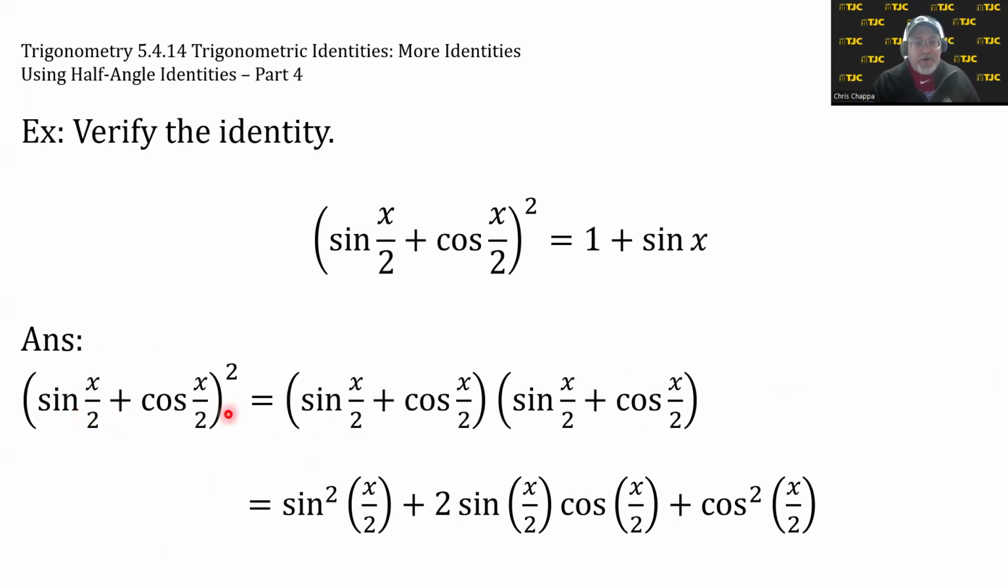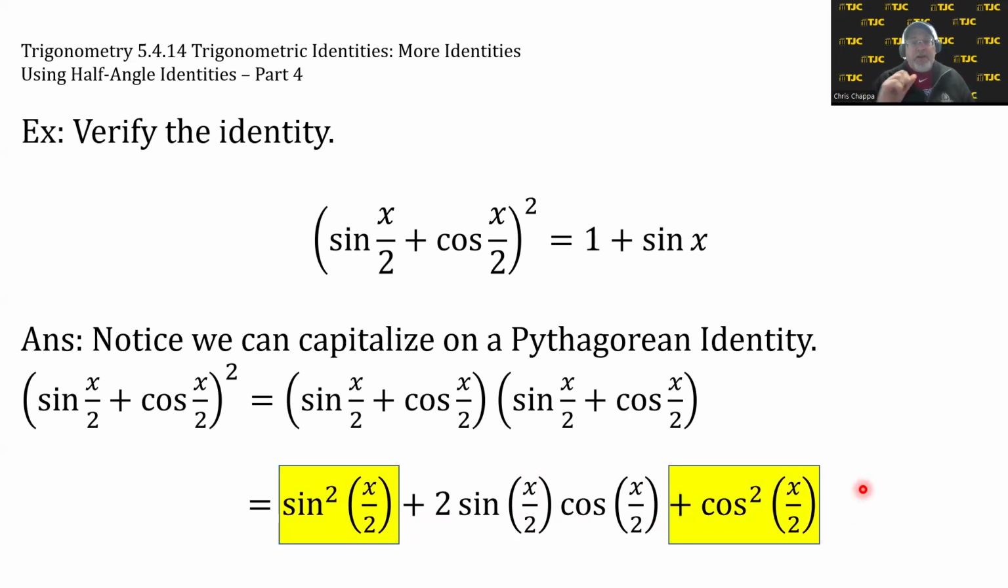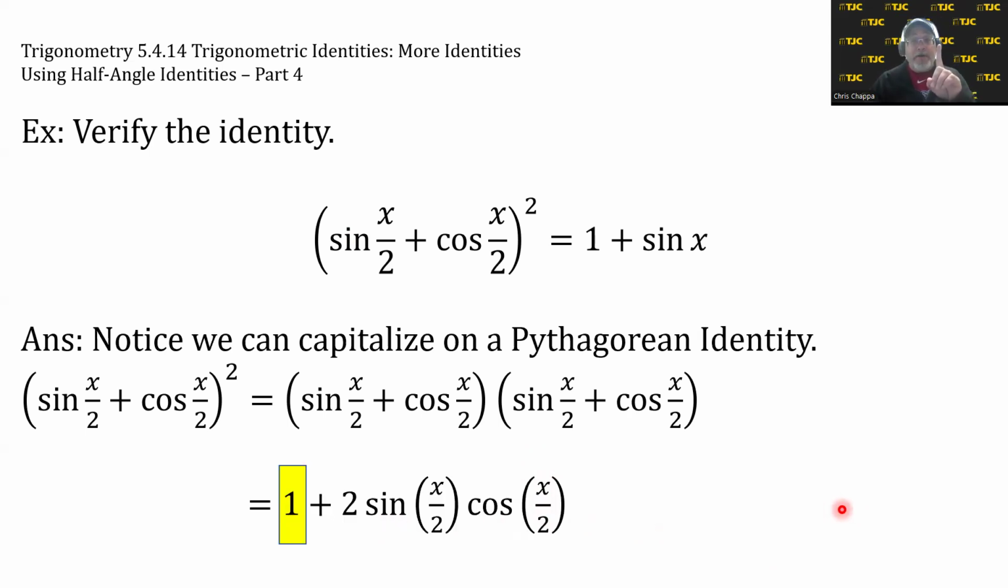If we were to write the expression twice and multiply it out, we would get sine squared of x over 2 plus 2 sine of x over 2 cosine of x over 2 plus cosine squared of x over 2. That's a basic algebra move. Notice we can capitalize on a Pythagorean identity. After we multiplied it out, we have sine squared of x over 2, and then over here, plus cosine squared of x over 2. And according to a Pythagorean identity, that's equal to 1.